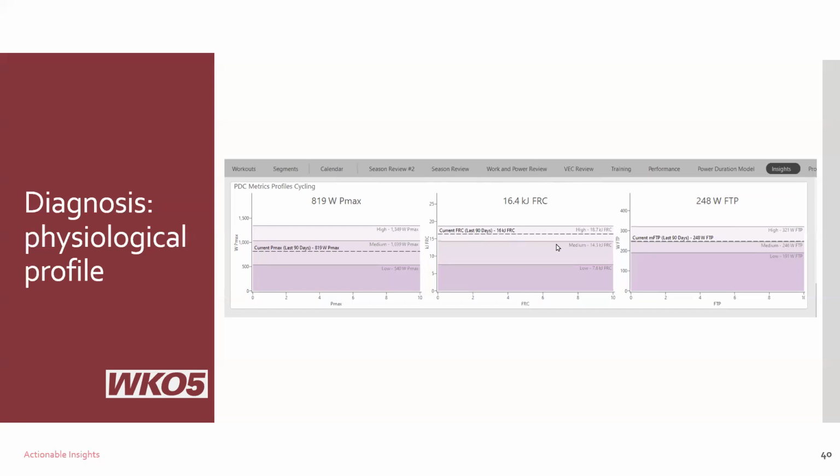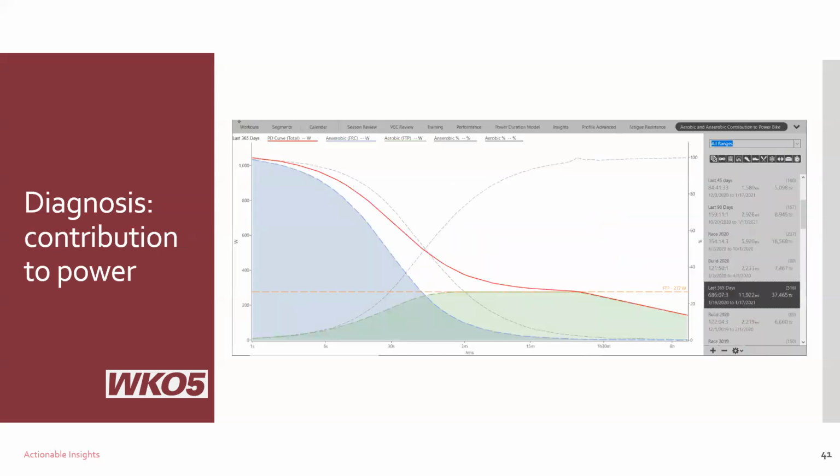So you could see it in there. I understand the profile of the athlete. Next place I go in the diagnosis is contribution of power. This is probably the most powerful chart in the system, in a way that's misunderstood frequently.